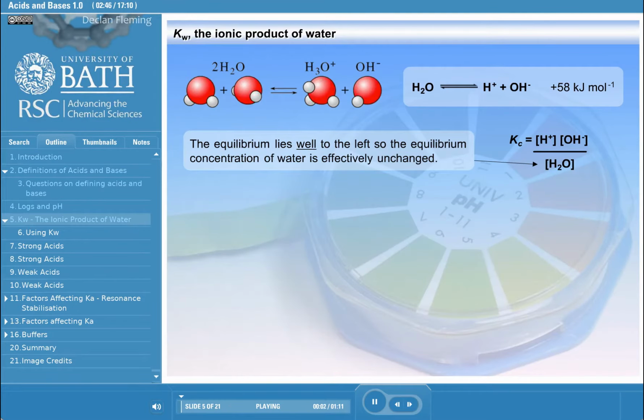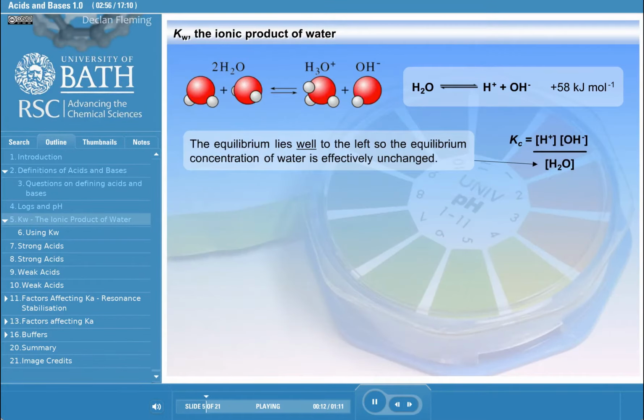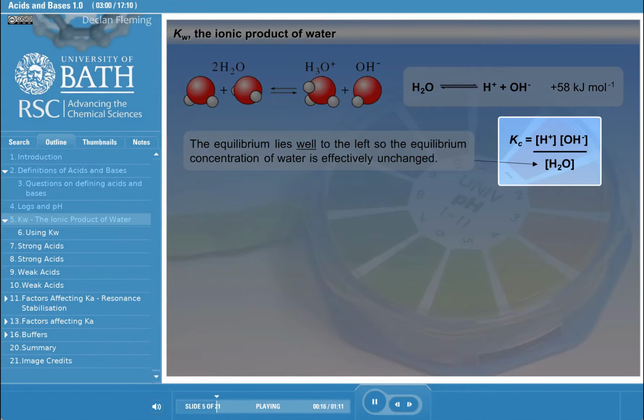The dissociation of water can be written in two ways. It's often written in a simplified form, as you see here on the right. The reaction is endothermic, as you might expect. We can also write a Kc expression, and if you're not sure how to do this, take a look at the equilibrium package. The equilibrium lies so far to the left that the equilibrium concentration of water effectively remains constant.